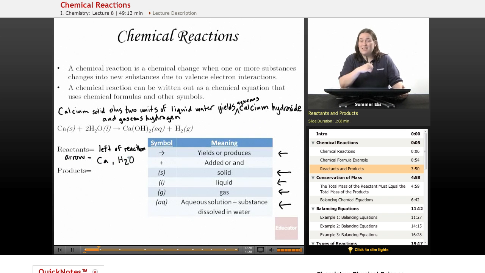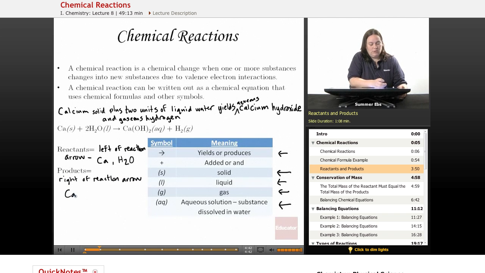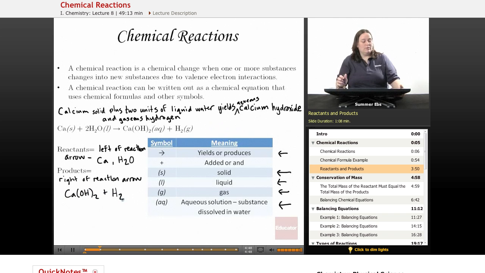And the products are everything to the right of the reaction arrow. In this case, that is our calcium hydroxide and our H2. Okay, so if I was looking for the reactants, I'm looking at everything to the left of the arrow. If I look for the products, or what we end up with after the chemical reaction takes place, that's everything to the right of the reaction arrow.